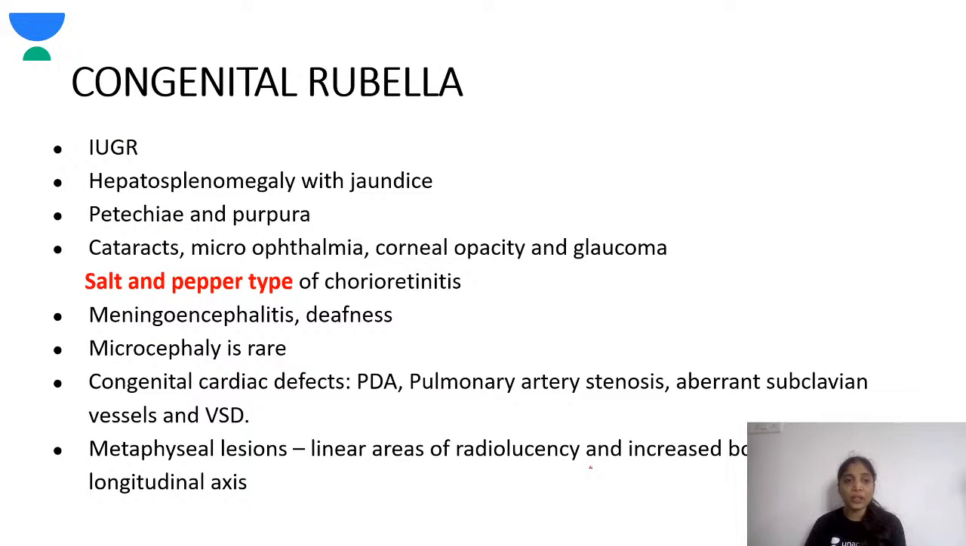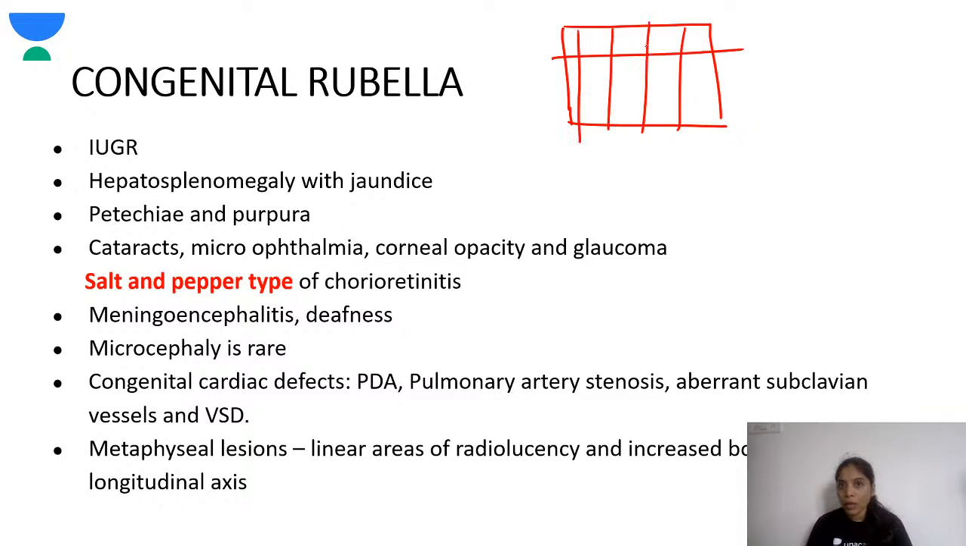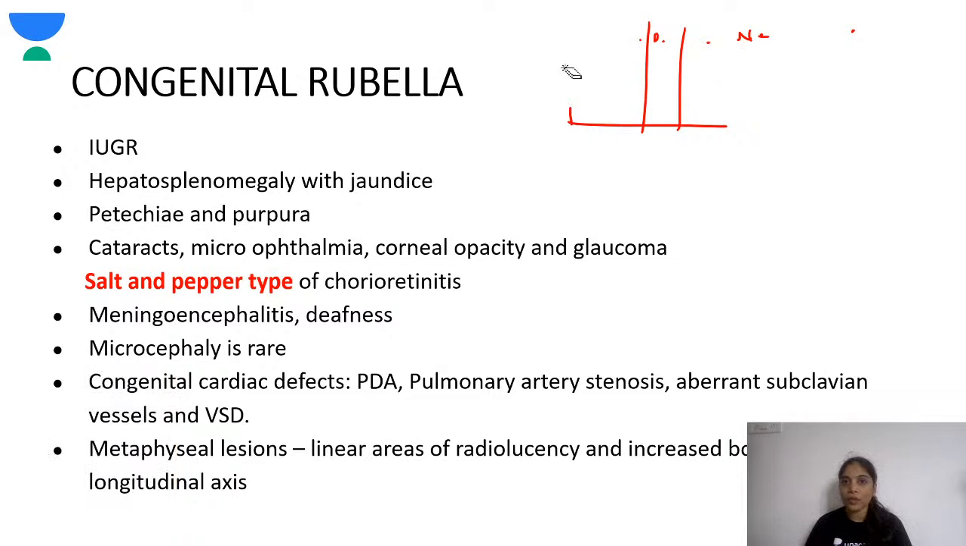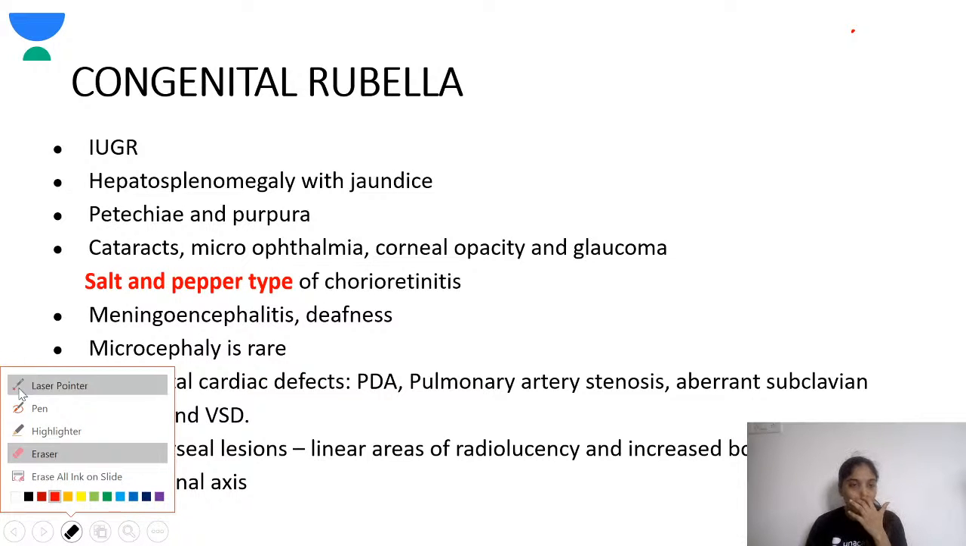Now coming to congenital rubella. If you're making notes, divide your page into the name of the disease and then write IUGR, hepatosplenomegaly with jaundice, petechiae and hemorrhage, ophthalmic signs, neurological signs, and others. Make a chart like this, because all of these will have similar features, so that it will be easier for you when you revise. Keep sufficient space for you to write. Now, a child with congenital rubella.